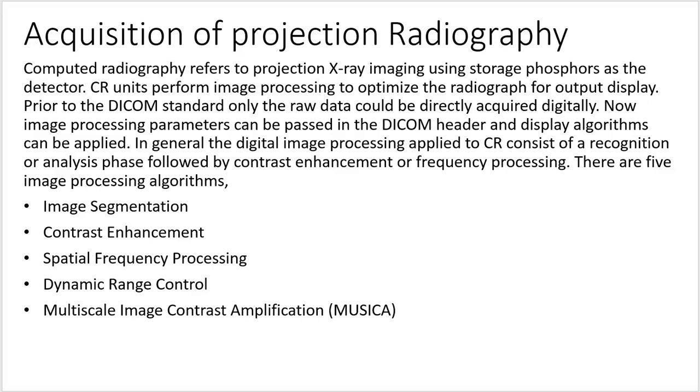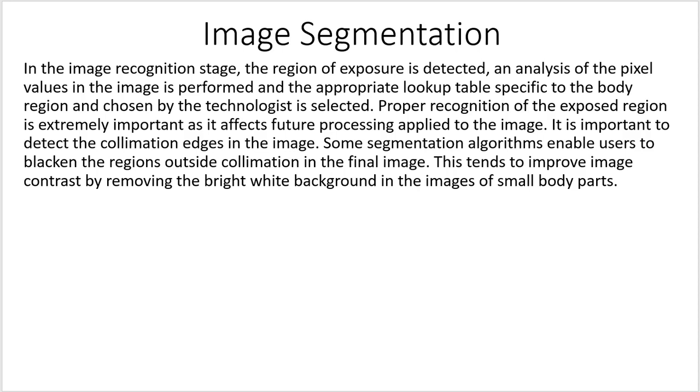Okay, let's talk about image segmentation. In the image recognition stage, the region of exposure is detected, and analysis of the pixel values in the image is performed, and the appropriate lookup table specific to the body region and chosen by the technologist is selected. Proper recognition of the exposed region is extremely important as it affects future processing applied to the image.